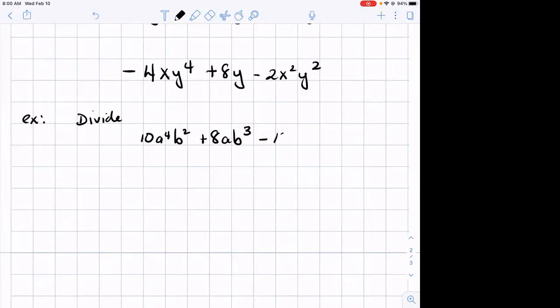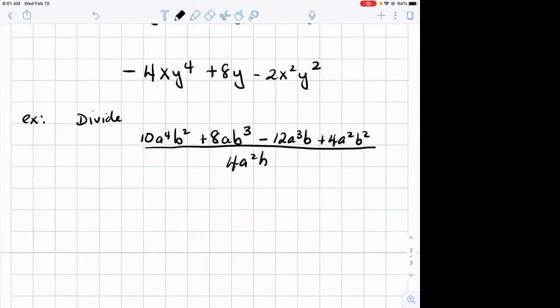minus 12a cubed b plus 4a squared b squared. And all of that divided by this monomial, which is 4a squared b squared. So once again, our denominator is a monomial.